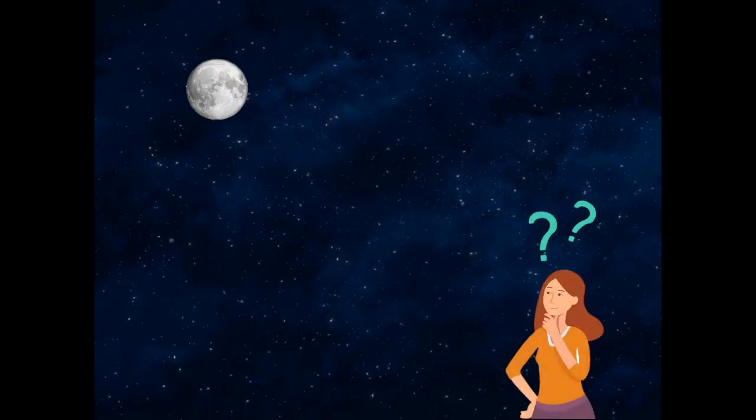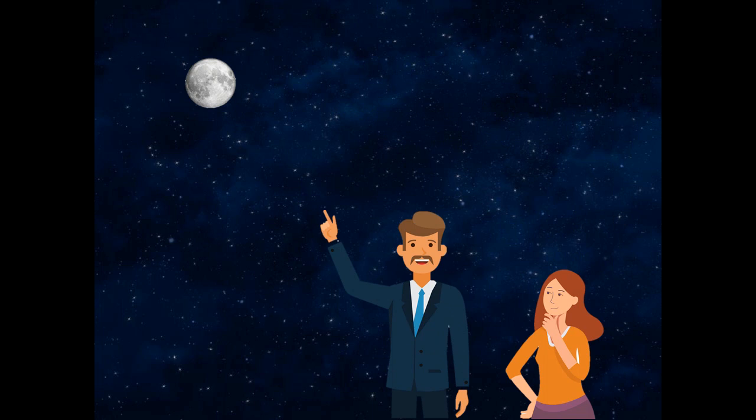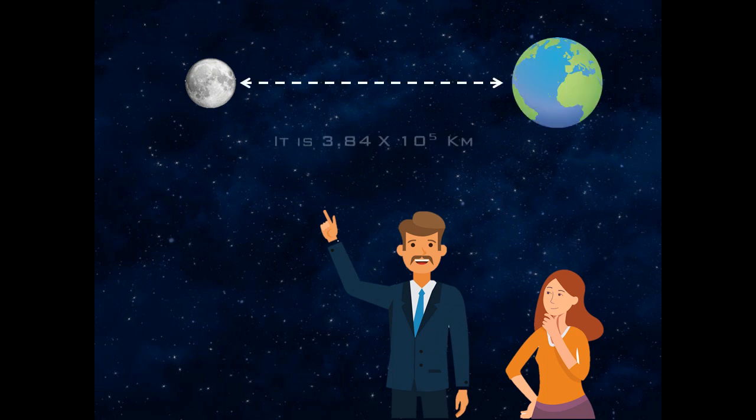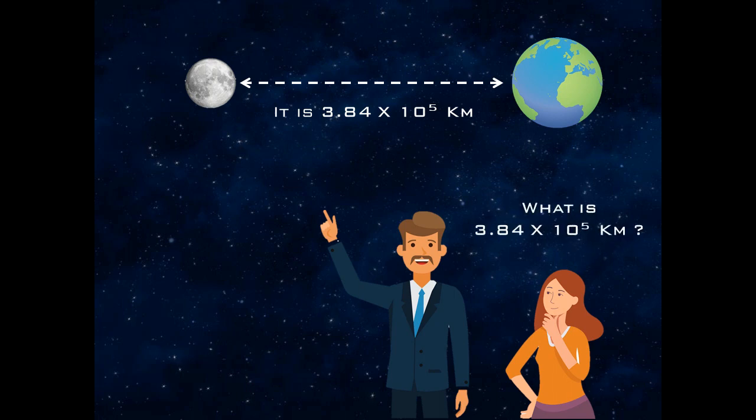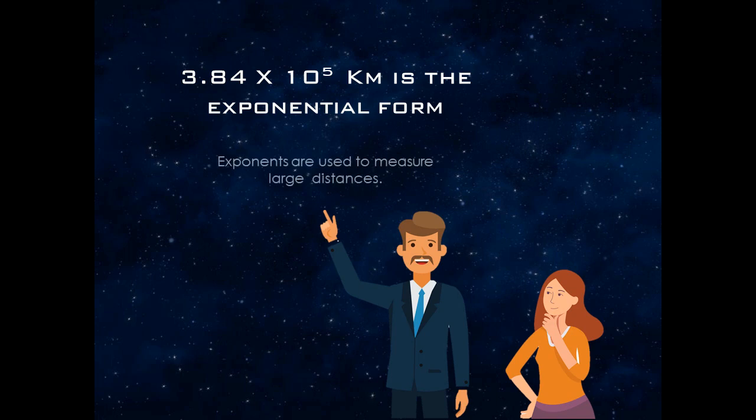I wonder, how far is the moon from here? The moon is 3.84 into 10 to the power of 5 kilometers from the earth. What is 3.84 into 10 to the power of 5 kilometers? It is the exponential form. Exponents are used to measure large distances.